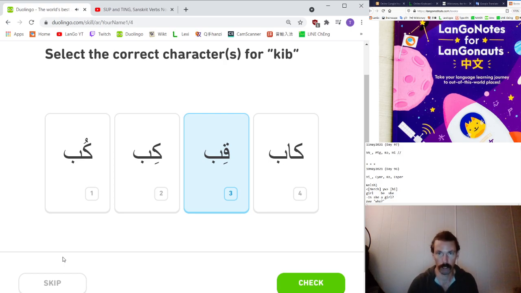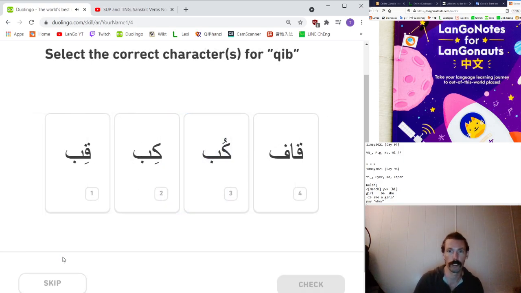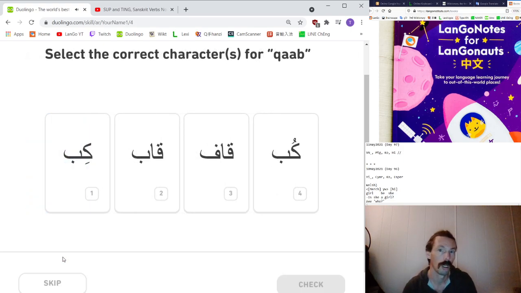Kib. Oops. Precisely not that one. Kib with the uvular. Cob. B has one dot below. One below is B.